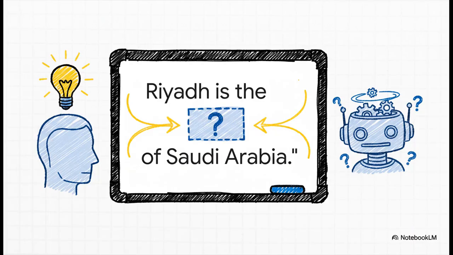Okay, so let's start with a little puzzle. Take a look at this sentence. Riyadh is the blank of Saudi Arabia. Now, for you and me, filling in that blank is a piece of cake, right? The answer, capital, just pops into our heads. But just for a second, think about it from a computer's perspective. This is a massive, massive challenge. How on earth do you teach a machine to understand not just the words, but the relationship between them?